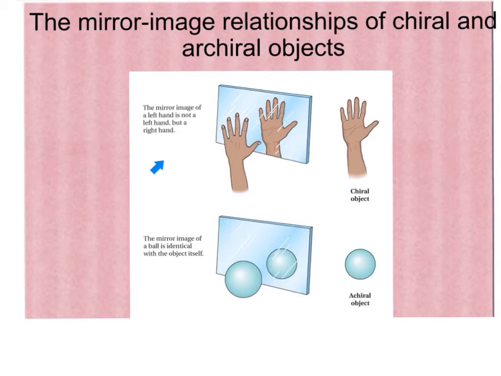So again, looking at the difference between the terminology of chiral versus achiral. If we had a mirror in front, then we look at our left hand. Our left hand would not be superimposable on our right hand, and therefore this would be a chiral object. However, if we look at a ball and the ball is identical with the object itself, it is superimposable. Therefore, the ball would be an achiral object.